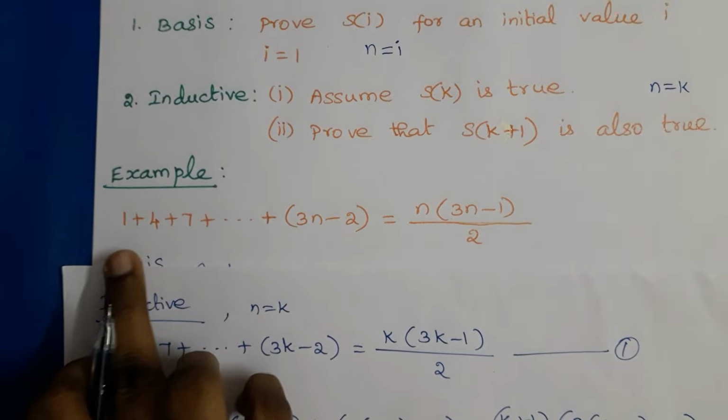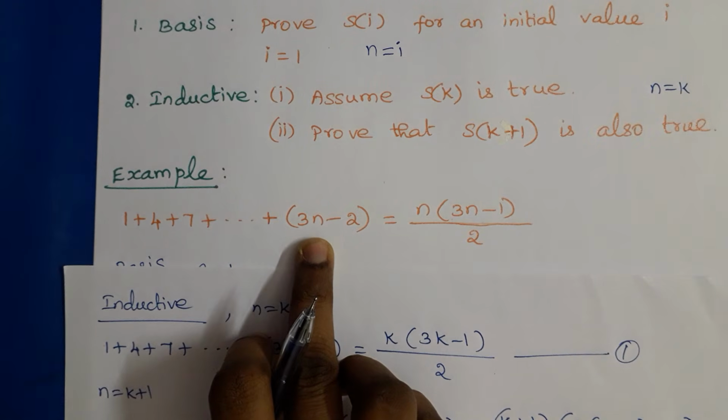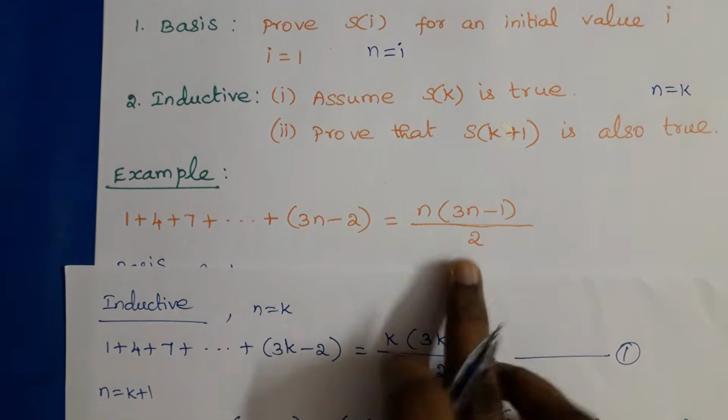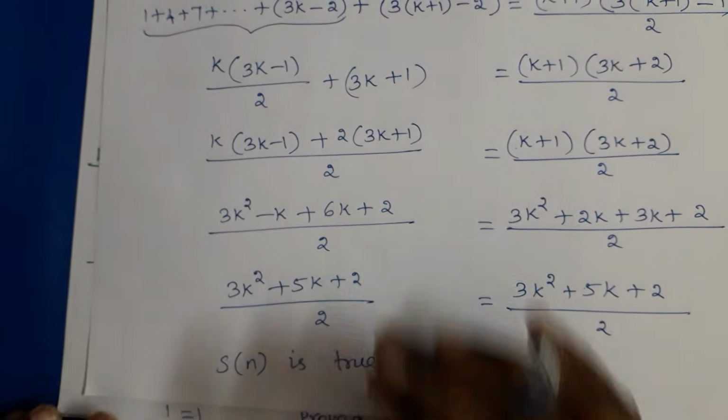So the given statement, 1 plus 4 plus 7 up to 3n minus 2 is equal to n into 3n minus 1 divided by 2, is also true.